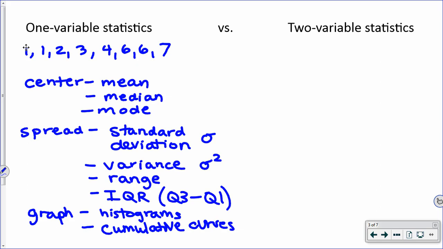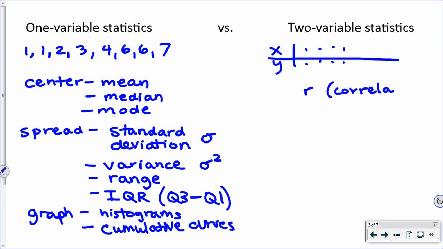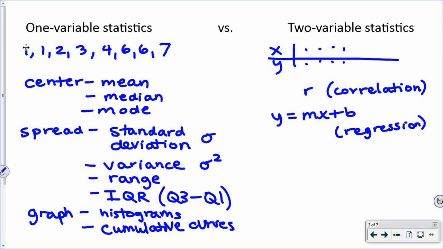And then two variable statistics are like what we've just looked at, where you'll have an X and a Y variable that have been collected, and you're looking to see how they're related. And for that, we find R, which is called the correlation coefficient. And we find Y equals mx plus b, which is called the regression line, or the regression equation. And that's all with the calculator.